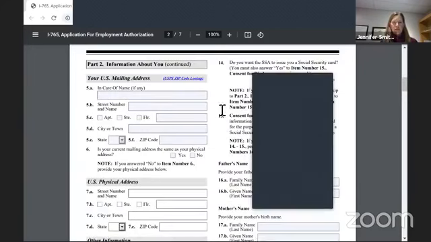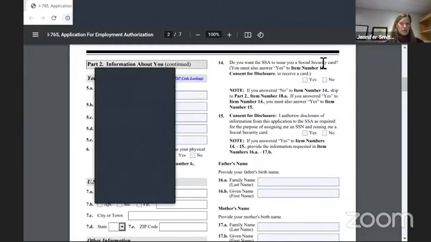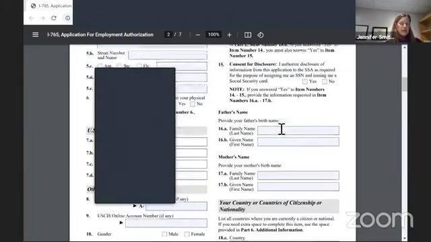Okay. Up here, if, for example, you already have a Social Security card, then you're going to put no for questions 14 and 15 and skip to question 18.